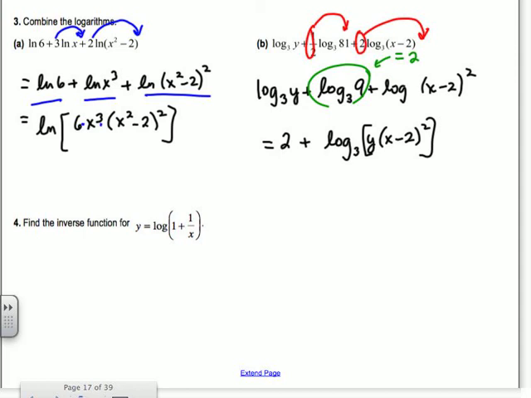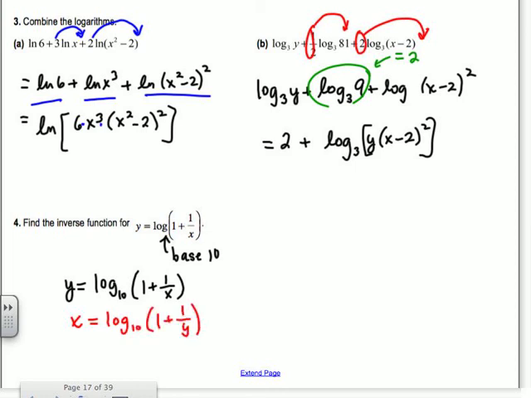All right, 4, find the inverse function for y equals log of 1 plus 1 over x. So since there's no little base, it's log base 10, right? Okay, so I have y equals log base 10 of 1 plus 1 over x. How do I switch that into exponential form? Yeah, it'd be 10 to the y equals blah, blah, blah. All right, so if I'm finding an inverse, I'm going to switch my x and my y values, and I'm going to solve for y. So we do that by switching to exponential form. So it's 10 to the x equals 1 plus 1 over y.